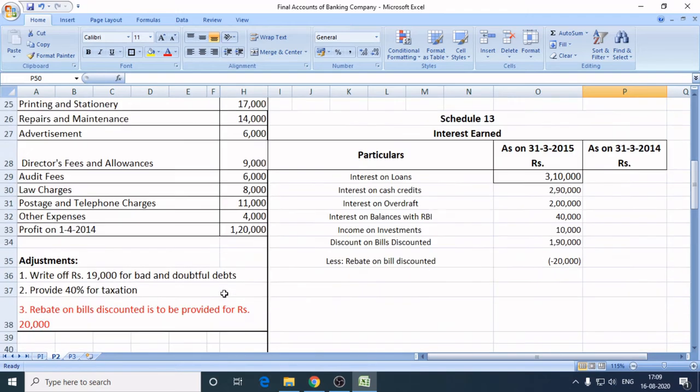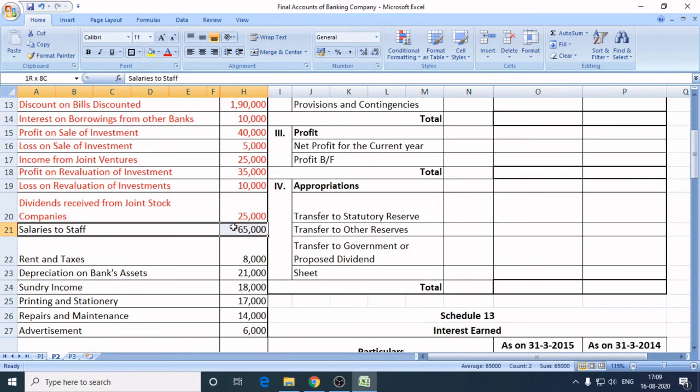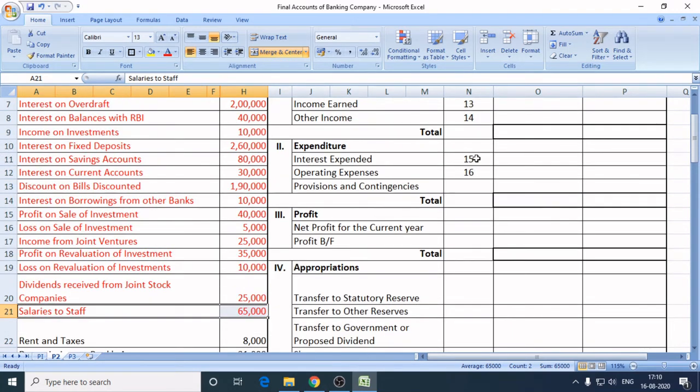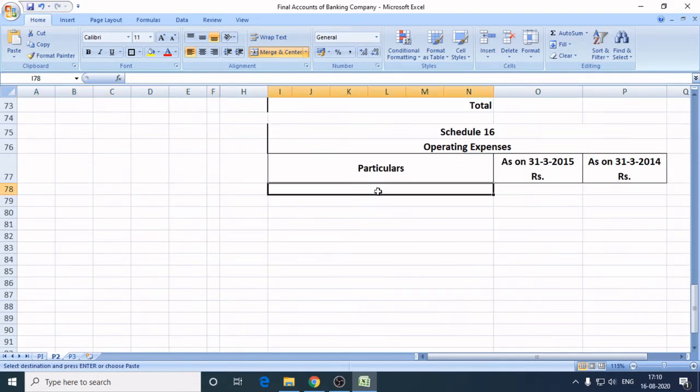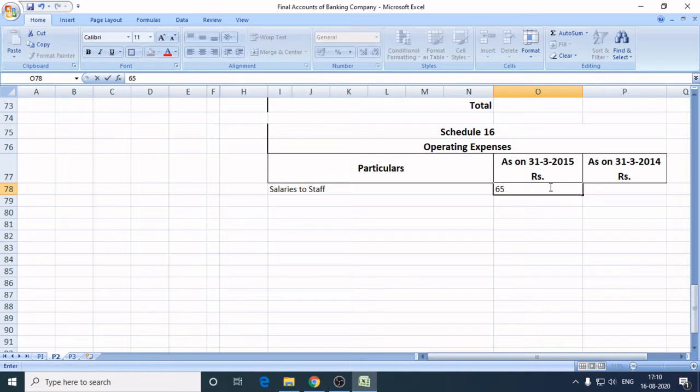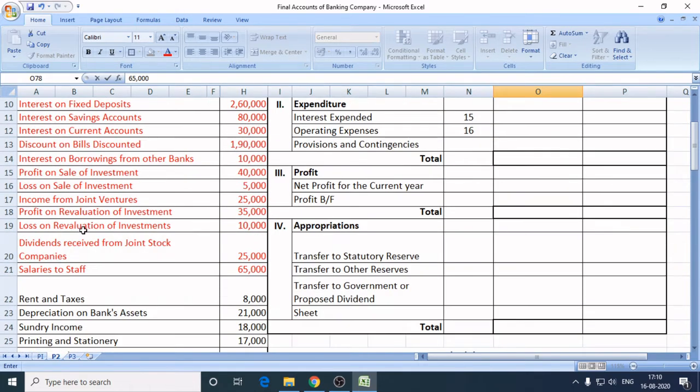Okay, now the next is salaries to staff. Now see, salaries are paid to staff. So definitely it is an expense of the bank. And for recording the expenses, we have two schedules, 15 and 16. In 15, we record the interest related expenditure, and for other expenditure we have schedule number 16. So definitely it will go directly in schedule number 16 only, that is operating expenses, salaries to staff, and the figure is 65,000 rupees.